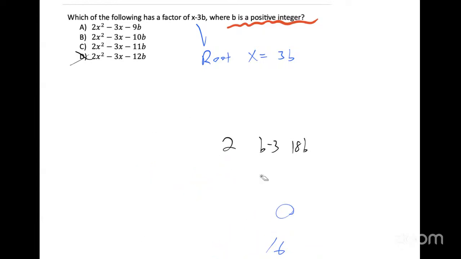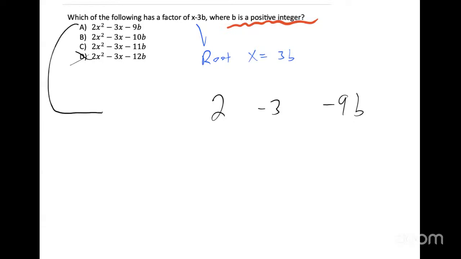Let's try answer choice A. So now A is 2x squared minus 3x minus 9b. So in synthetic division, we're not concerned with the x's, just the coefficients, 2, minus 3, and negative 9b. So what we're doing right now, by the way, is we're testing out answer choice A. And if x minus 3b is a factor, then positive 3b is going to be a root.